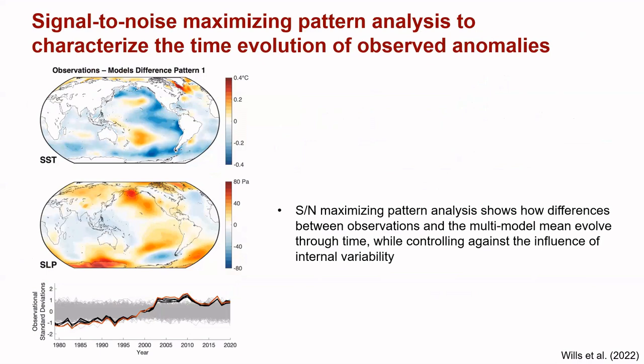Wanted to show one other interesting analysis from the same paper that tries to characterize how this discrepancy has been evolving in space and time using a variant of signal to noise maximizing EOFs. But basically what this does is it finds the anomalies that are most different between observations and the models and how they evolve in time in kind of an EOF type perspective. So then you can see, and sea level pressure is also included in this analysis, how these SST and sea level pressure anomalies look as a spatial pattern and how this discrepancy has evolved in time in the observations shown in black and orange lines compared to all the models.